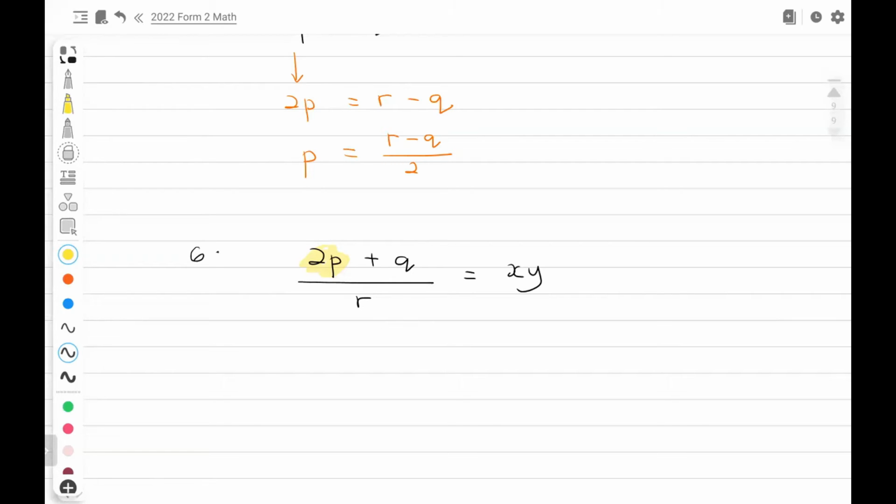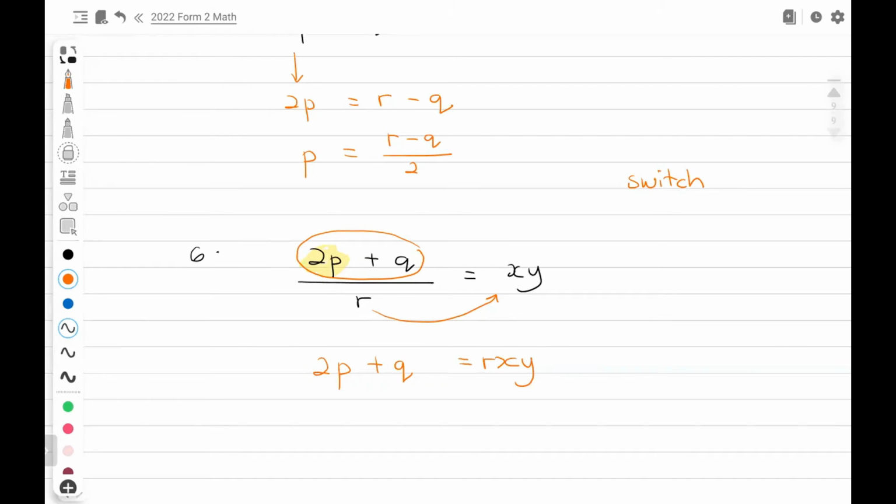So if we move it to the back, then it becomes times. So we copy down. This one we haven't done anything yet. So we just copy and paste 2p plus q equal to, bring r up. Denominator bring up only. We are switching only. We are not solving. We are switching. So bring r up, then it becomes r times x times y. Then it will be rxy.